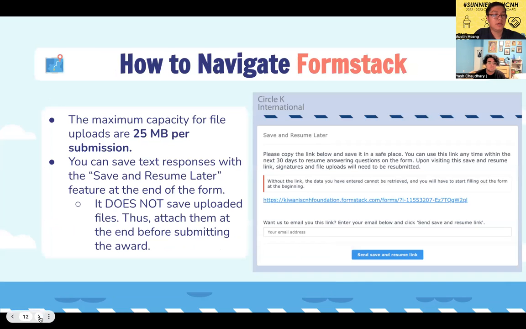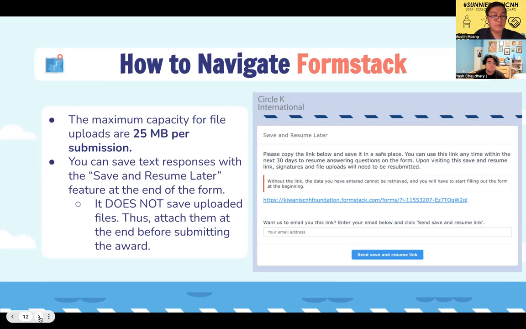And so first, we'll just go over some quick logistics on navigating FormStack before we break down each FTC award step by step. Relatively, FormStack is straightforward to use, but here are just some important things to keep in mind when using FormStack. The maximum capacity for file uploads is 12 megabytes per submission. This is why for the t-shirt graphics, the front graphic and the back graphic can only be 12 MB maximum. And unfortunately, this is just a function of FormStack that I cannot change.